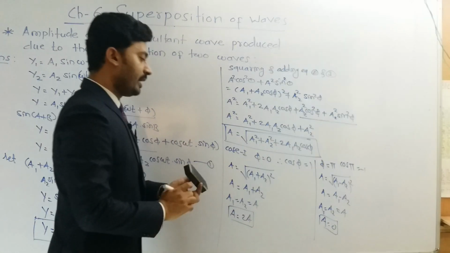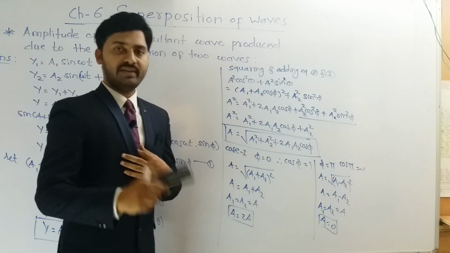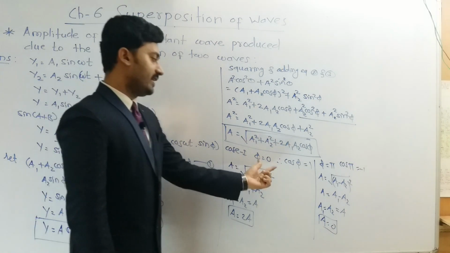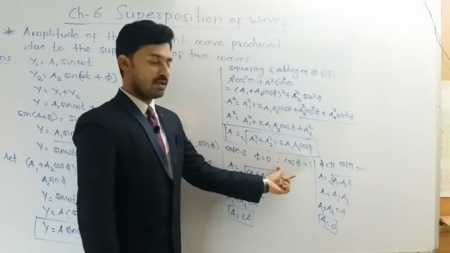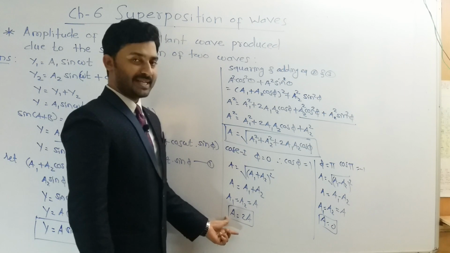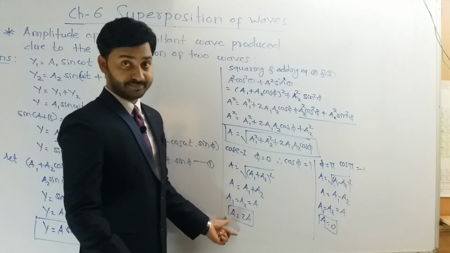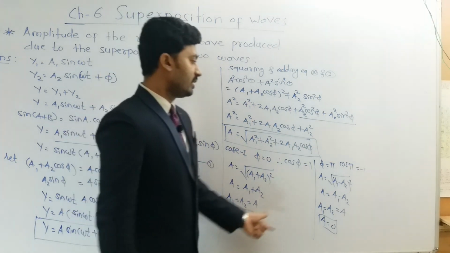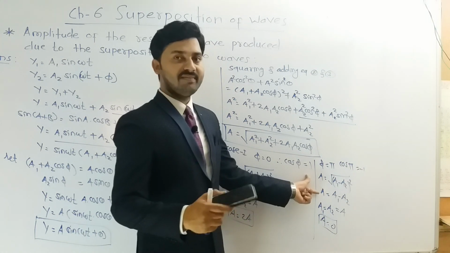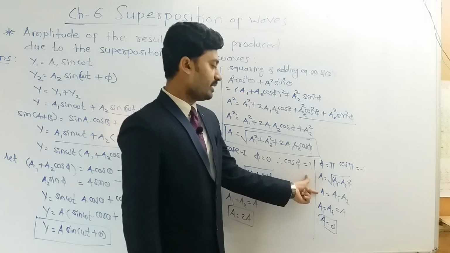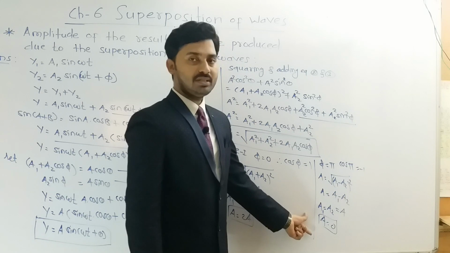That means in case of constructive interference, that means when phase difference is 0, the resultant amplitude is maximum, that is plus or minus 2a. And in case of the destructive interference, that means when phase difference is pi, the resultant amplitude is 0.